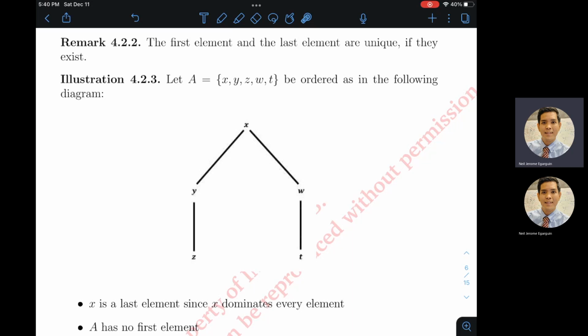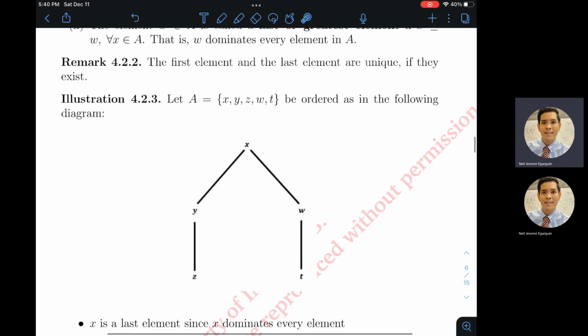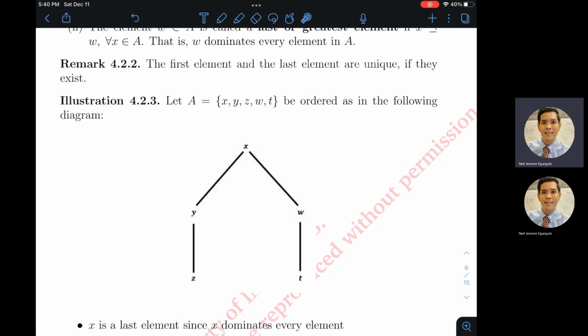In the same token, T cannot be the first element because it is not comparable to Z, meaning it doesn't precede Z. It doesn't precede Y either, so automatic, hindi na siya pwedeng maging first element. So this particular poset is a nice example to show us that the first element need not exist in a poset, right? On the other hand, we have a last element.